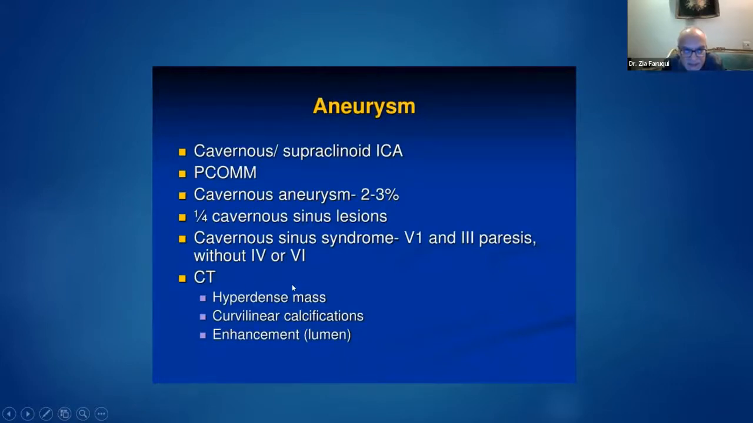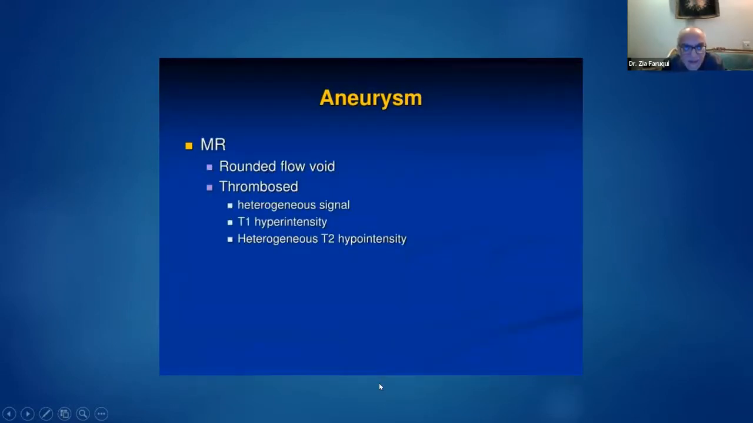On CT, they present as hyperdense masses. Difficult sometimes. You can mistake them for other things if you don't give contrast, or if they're thrombosed. May have curvilinear calcifications. MR appearances are usually fairly typical. If there is no thrombosis, they will present as a flow void. If they are thrombosed, there will be heterogeneous signal, T1 hyperintense, and mixed hypointense and hyperintense T2 signal.